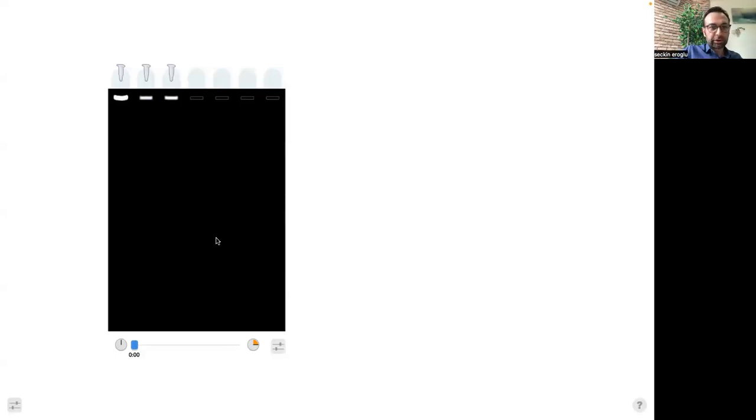This is an agarose gel electrophoresis simulation. I'll put the website there so you can check and play with it by yourself. So we have different wells loaded with DNA, and as the time passes, they'll just go.